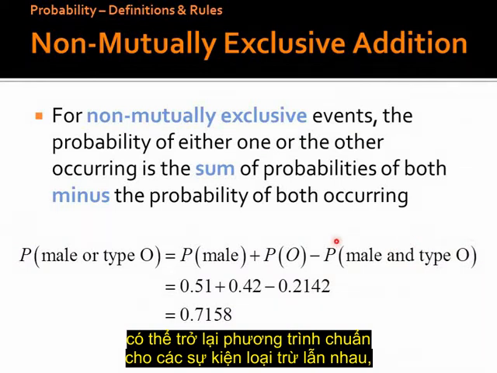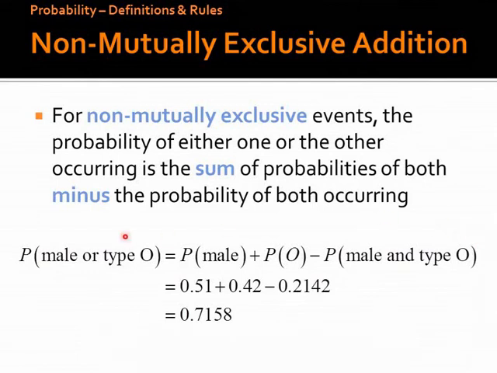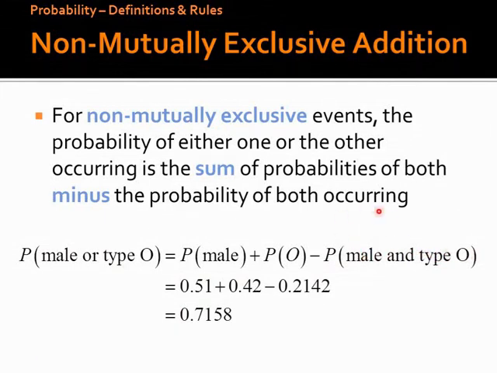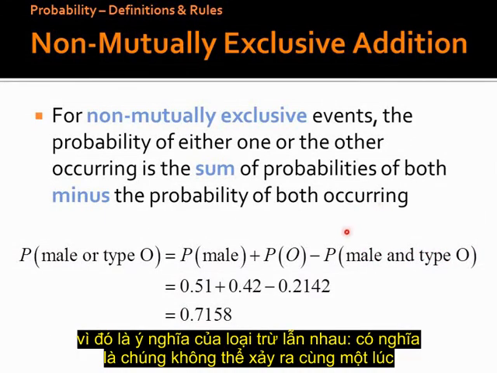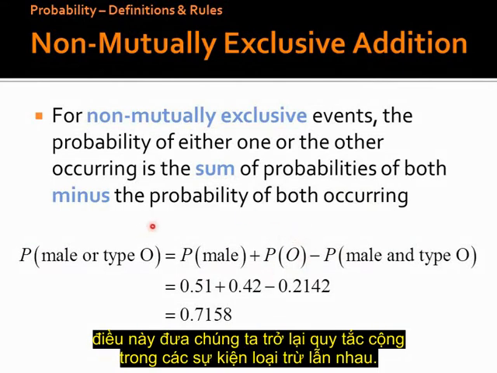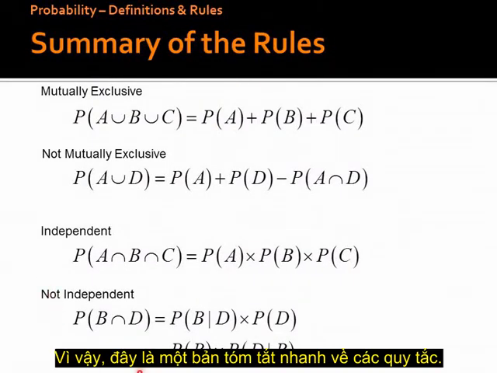And notice one thing, this equation here can fall back to the standard equation for events which are mutually exclusive, meaning that I can use the same formula for mutually exclusive events, because in mutually exclusive events, the probability of these two events occurring at the same time is 0, right? Because that's what mutually exclusive means. It means they cannot occur at the same time. So the probability of them occurring at the same time is 0. So in other words, you're left with just the first two, which brings us back to the addition rule in mutually exclusive events.